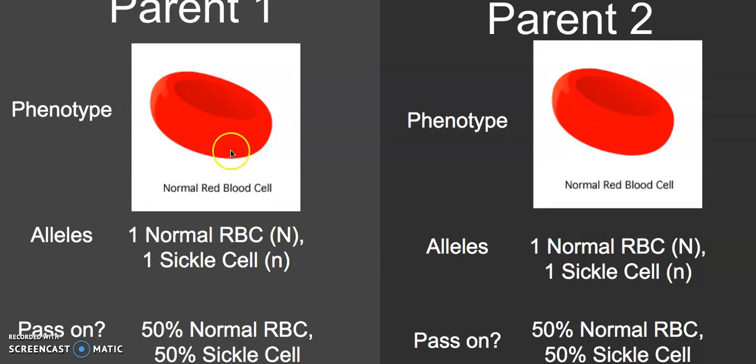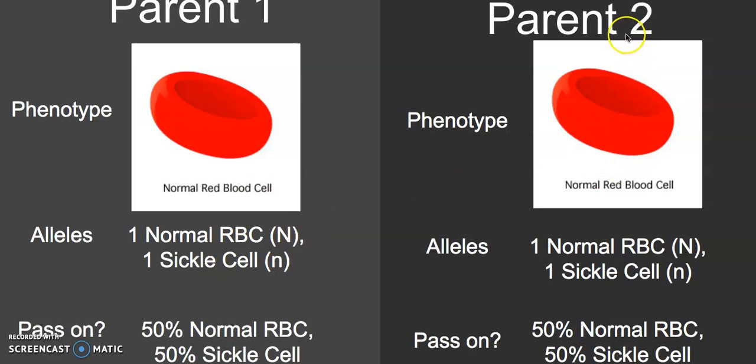So in this example, parent one has normal red blood cells, but they have the alleles for one red blood cell and one sickle cell. So this is the instance I was talking about a little earlier, that they are a carrier of sickle cell because they do not have sickle cell themselves. Their phenotype is normal red blood cells. However, they can give a sickle cell allele to their offspring.